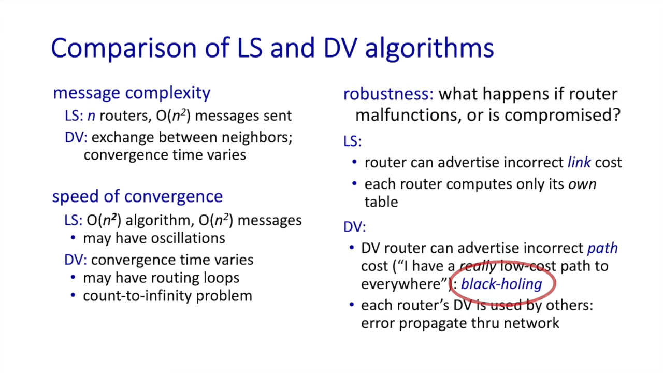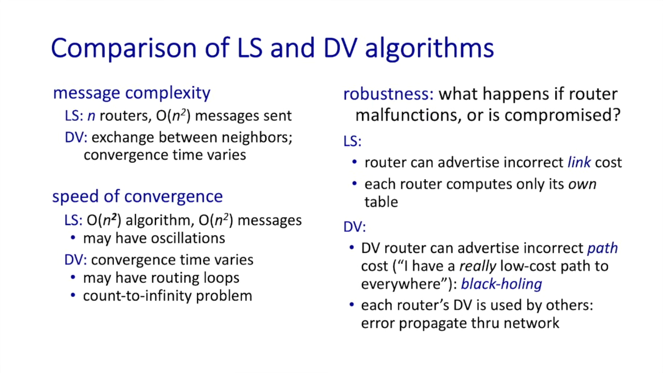Since each router's distance vector is used by others, errors can then propagate through the network as additional routers advertise their new distance vector. And this type of black hole routing failure actually occurred in the internet when a small ISP advertised, hey, I've got a zero-cost path to a major ISP. I think that ISP was AT&T, when this ISP wasn't really connected to that major ISP. And hey, what network can pass up a zero-path cost to a major destination network? And so many other networks in the internet who wanted to route traffic to AT&T sent their traffic to this small ISP, where it was black-holed.